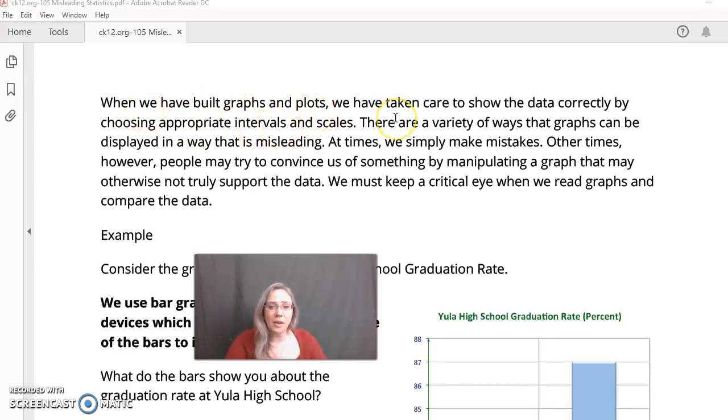And by scales, we say, well, what if I stretch it so that one, instead of being this far apart, is this far apart? And now it looks like a really big difference. So at times we simply make mistakes, but other times people are doing this intentionally.